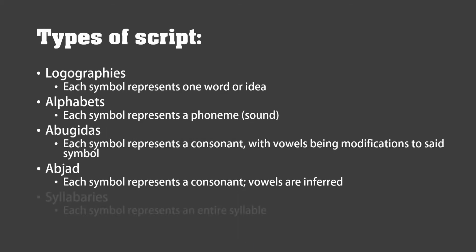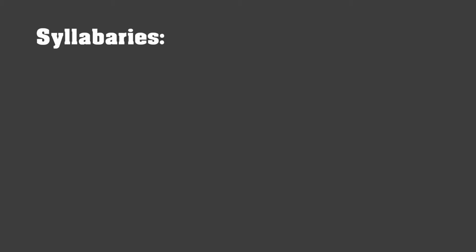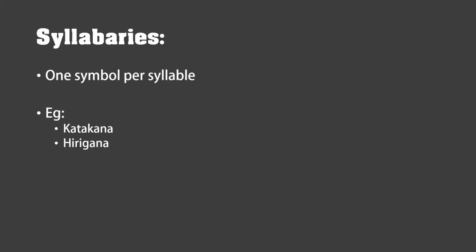So next we're going to talk about syllabaries, where each symbol represents a syllable. For example, katakana, hiragana, both in Japanese, and Cherokee and Yi. That's some interesting ones.